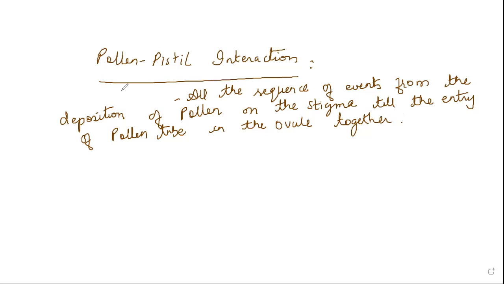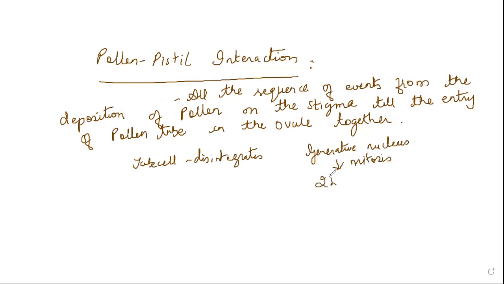Here what happens? The tube cell disintegrates while generative nucleus divides by mitosis. So the process, what happens? Tube cell disintegrates, whereas generative nucleus divides by mitosis to produce two haploid male gametes.